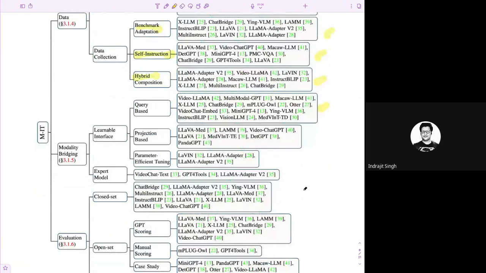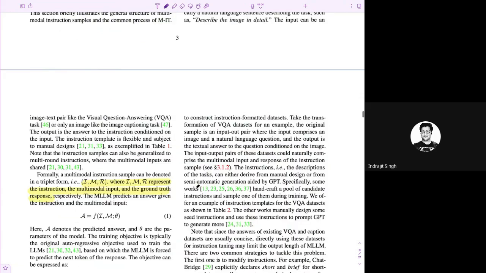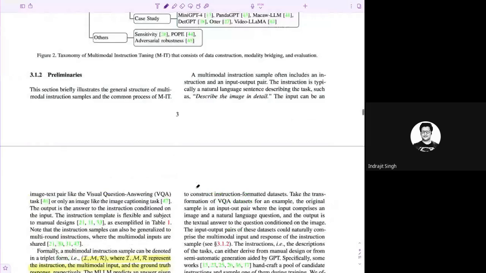What about data collection? Then you have modality bridging, where you talk about learnable interface, expert model. Sorry, not this. So these two things, right? Modality bridging and expert model. Now query-based, in that you have projection-based, and then you have parameter efficient tuning in the learnable interface. If you go to that now, preliminaries.